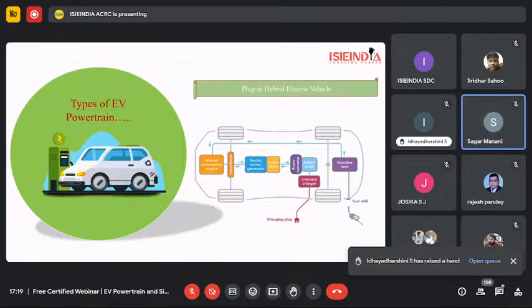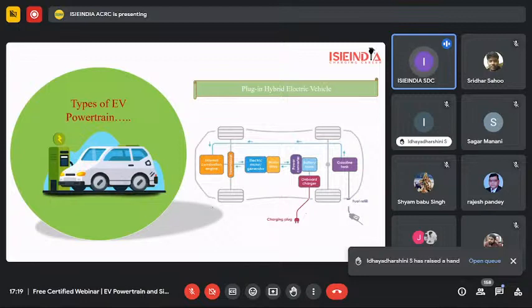Parallel hybrid. So the additional part is that plug-in. Into which what happens there, we connect onboard chargers to the battery pack.